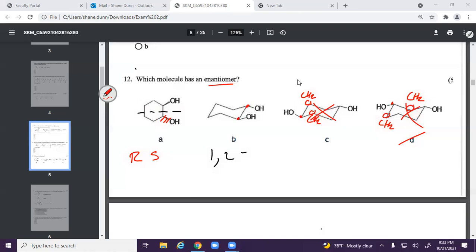Make sense, Madison? Yeah. So for B, where would the third priority be located if you were to do the RS? Okay. 1, 2, 3, 4. It's the CH2 group. Oh, okay, I see. Thank you. Yep, of course. Anytime.